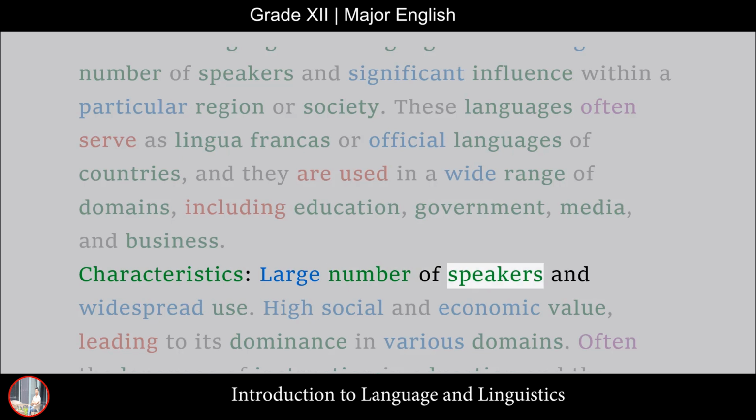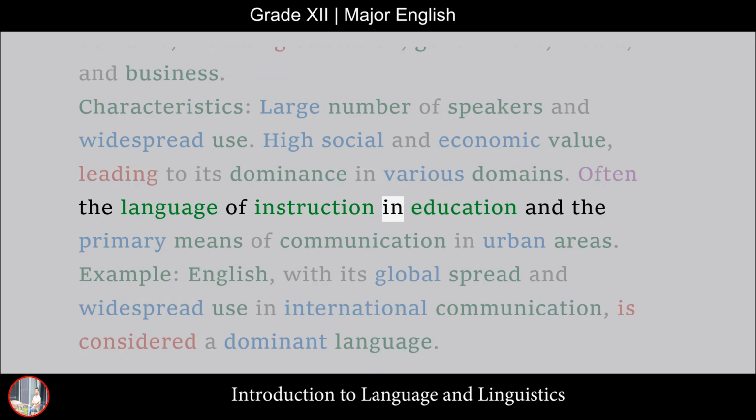Characteristics: large number of speakers and widespread use. High social and economic value, leading to its dominance in various domains. Often the language of instruction in education and the primary means of communication in urban areas. Example: English, with its global spread and widespread use in international communication, is considered a dominant language.